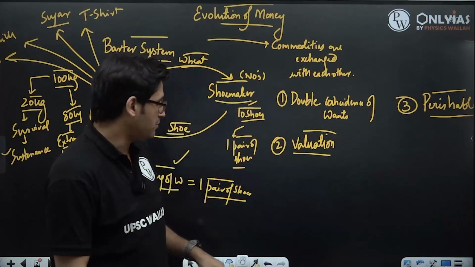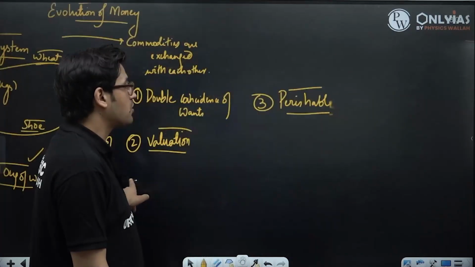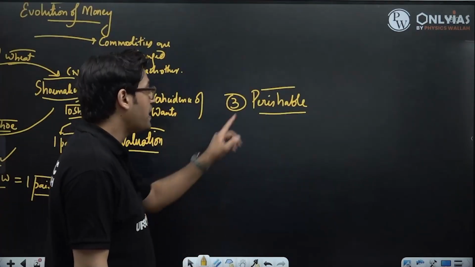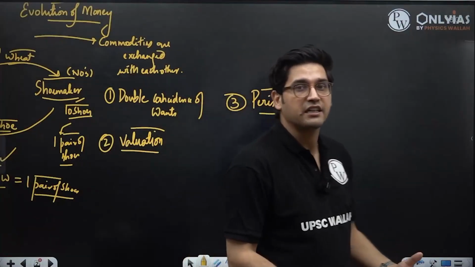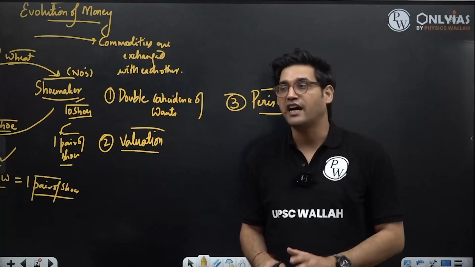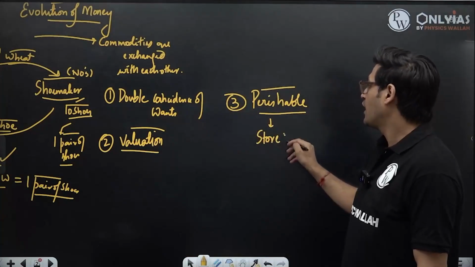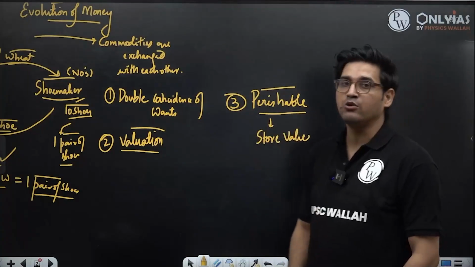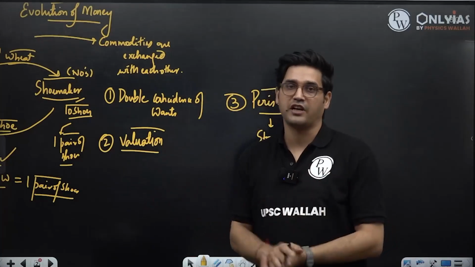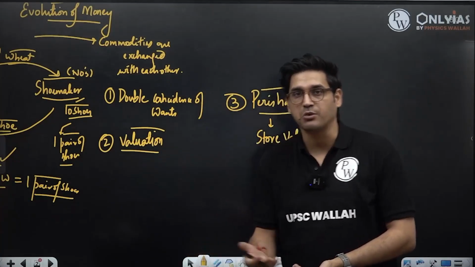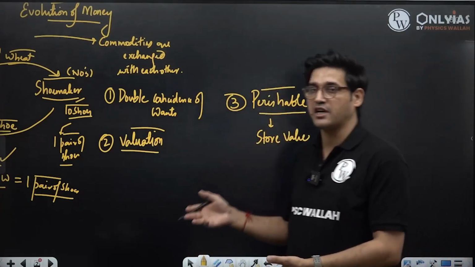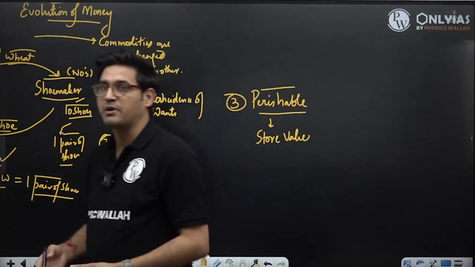This is the third big problem of what is called a barter system, which is perishability. Many items are perishable in nature. That means many items are not going to help me store value for a long period of time. For example, milk is perishable. For example, food items are perishable, right? Meat is perishable.